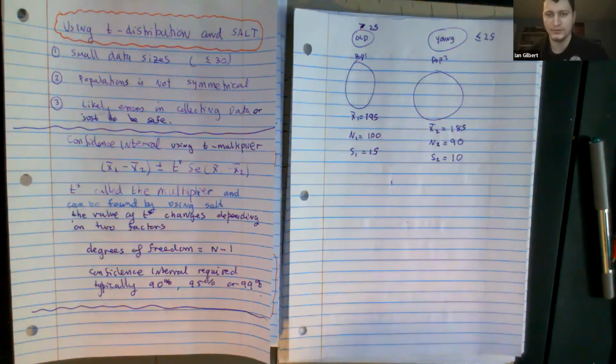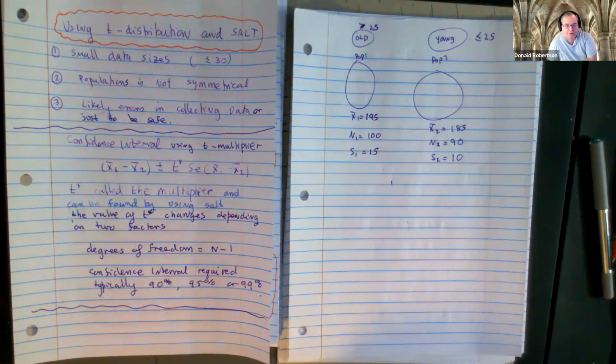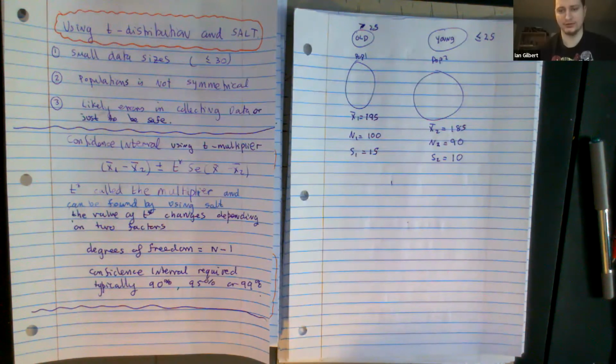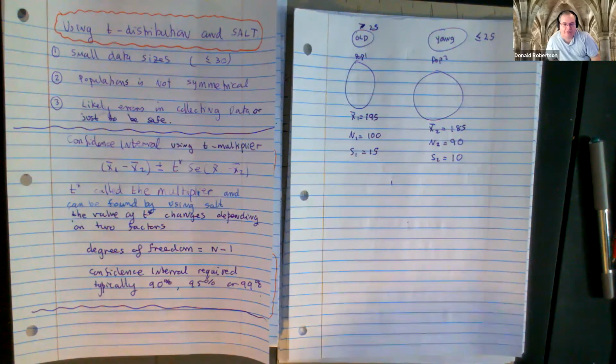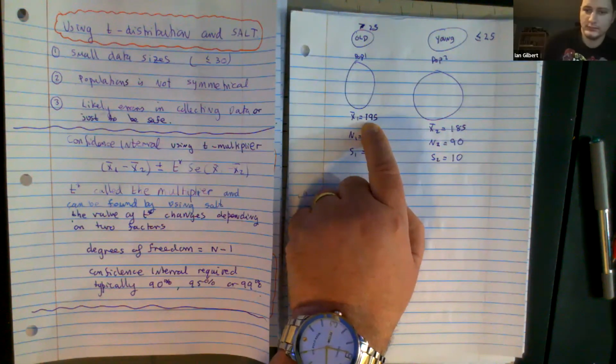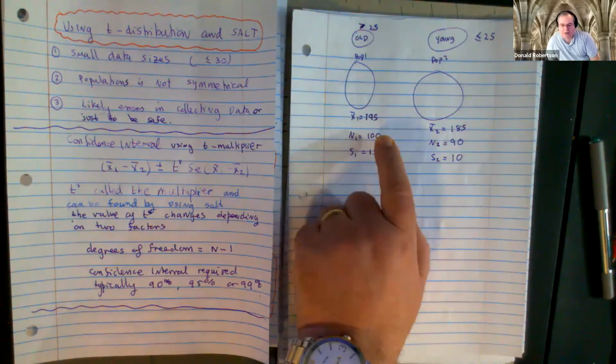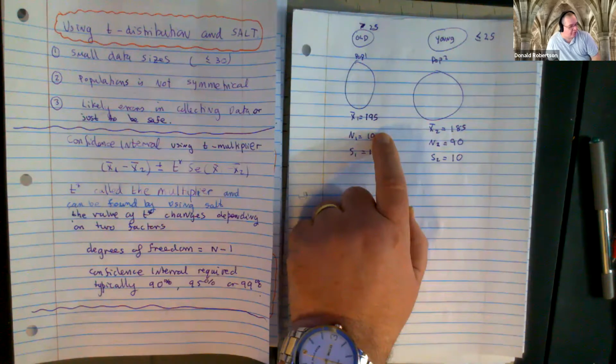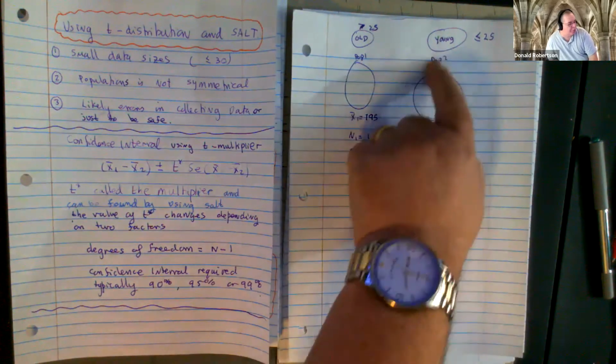Wait, shouldn't X bar be the smaller number for both of them? Because it's a sample of an entire group, so wouldn't X bar be 100 out of 195? Oh, this is the average weight of old people. Right, it's not a proportion thing, if that's what you're getting at. So the average weight of old people is 195 pounds. The average weight of the young people was 185.